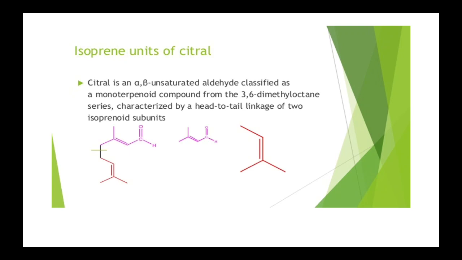Citral is an alpha-beta unsaturated aldehyde classified as a monoterpenoid compound from the 3,7-dimethyl octane series, characterized by head-to-tail linkage of two isoprene subunits. We already know head-to-tail, head-to-head and tail-to-tail linkages, but citral belongs to the head-to-tail linkage of two isoprenoid units.